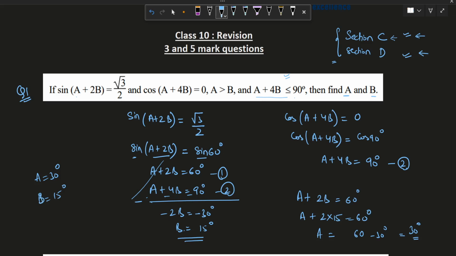You can check it out also. Put करेंगे यहाँ पे, A अगर 30 है, and 2B is also 30, so it comes out to be 60 only, and that is coming less than or equal to 90 also. Okay, I hope this is clear. Let us move to the next question.